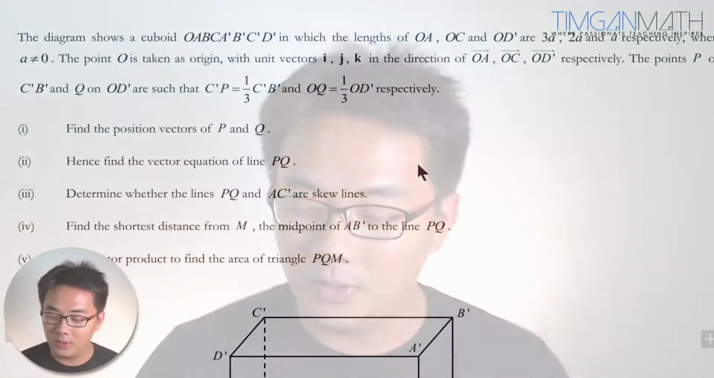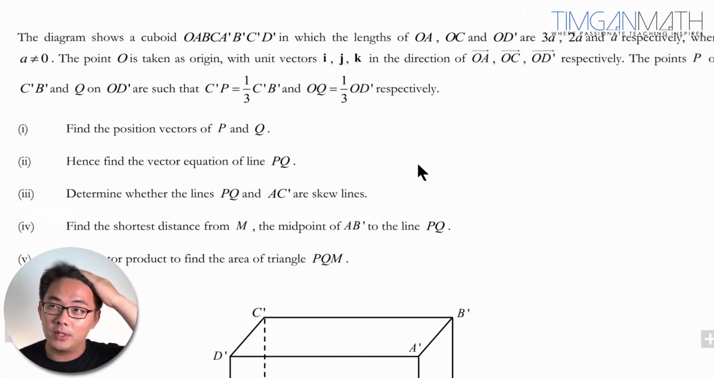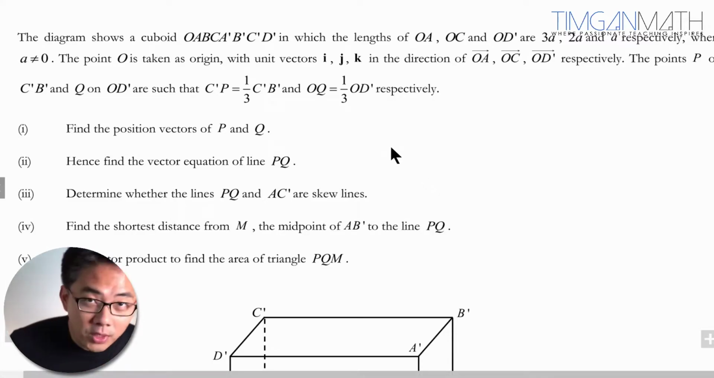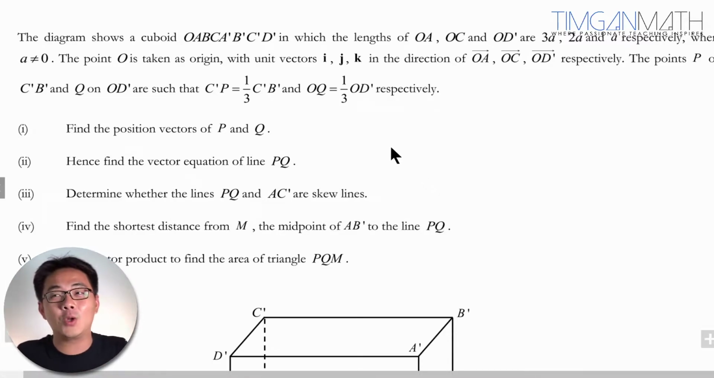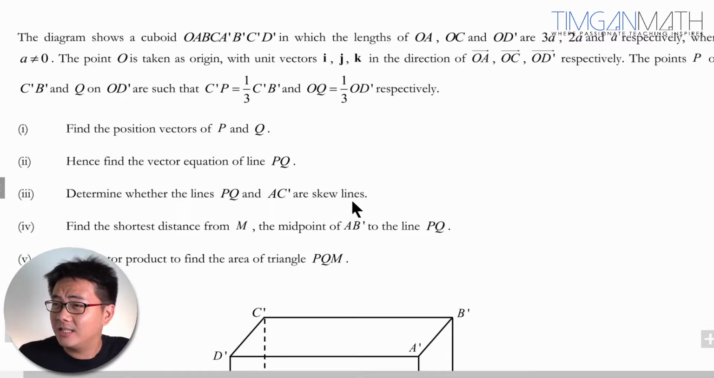Hi everyone, let's look at this question here. This question was taken from one of the ACJC tutorials. Actually, it was asked by one of my students. I'm not sure what the source is, but it's about a cuboid. But I think it's a pretty common question they like to ask in the exam. So let's dive deep into how to solve this properly.